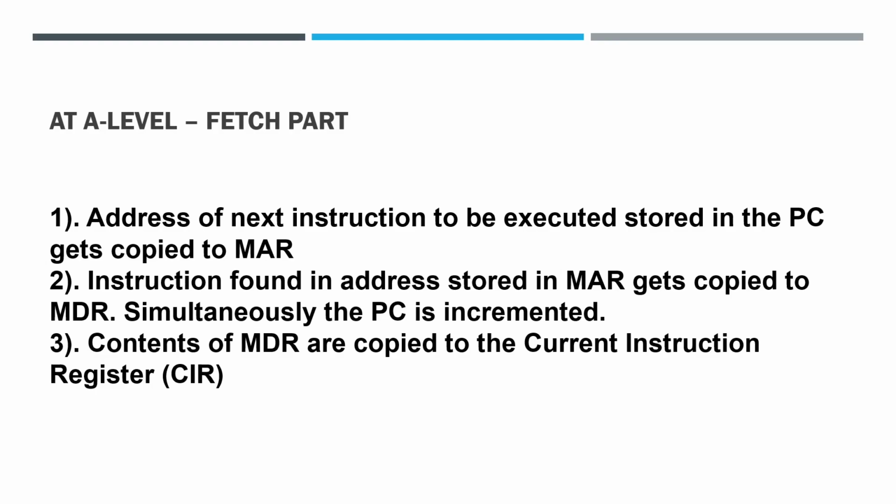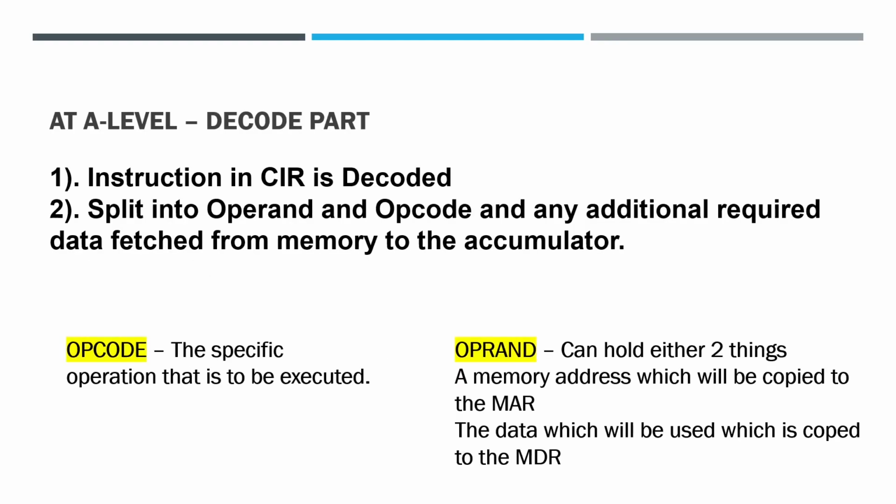Now, the next bit is, because we need to know the decode, we need to know about how the decode works. And the decode works like this: the content that we found in the MDR, which is the current instruction we want to decode, gets copied to the current instruction register so that it can be decoded. Okay, so that's the additional bit that you need to understand. So the instruction in the current instruction register is then decoded. It's split into opcode and operand. And any additional required data could be fetched from memory because the instruction could be to load something or whatever. Or it might need some more data to be executed.